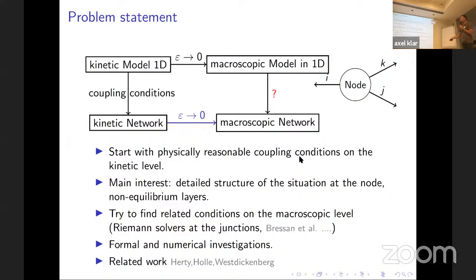So all investigations are, of course, only formal and numerical. Don't expect any proofs. That's something which I would encourage you to do, but that's not my task. And a final remark: there is related work by Herty, Holle, and Steinberg, which Yannick Holle did mention already. In that work, the main difference is that they do it for very special coupling conditions. And using these conditions, they basically avoid all the issues I discussed. That's the difference. But of course, we have much more results. I have just formal results for one of them.